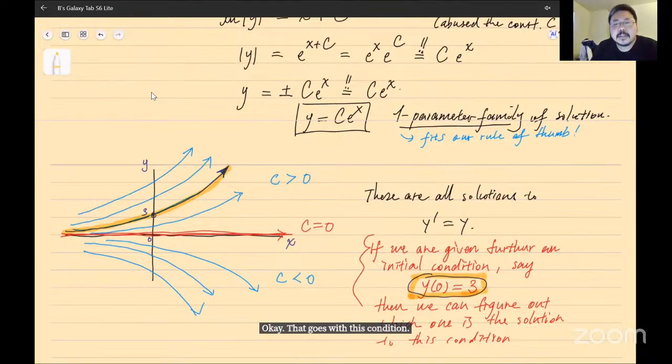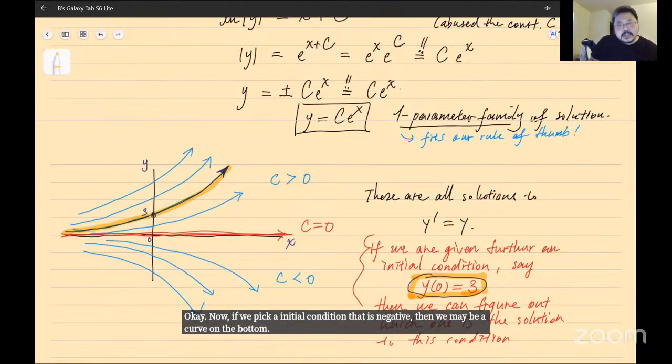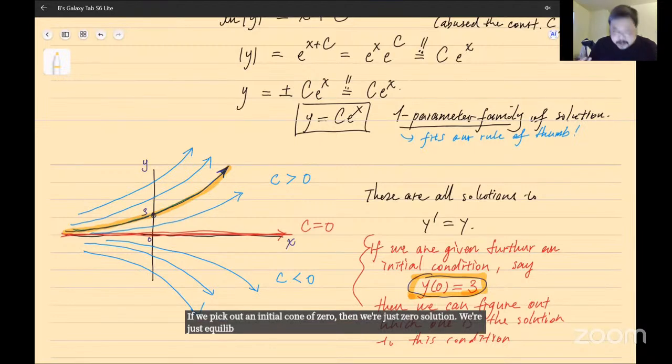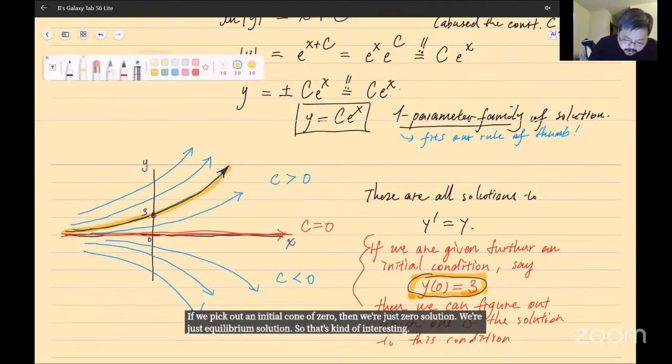Does that make sense to people? Yeah. So that's how we can get one solution out of this many. Provided that we're given this extra condition, we can pick out which one. Okay. Now, if we pick an initial condition that is negative, then we may get a curve on the bottom. If we pick an initial condition of 0, then we're at this 0 solution, this equilibrium solution. So that's kind of interesting. Okay, good.